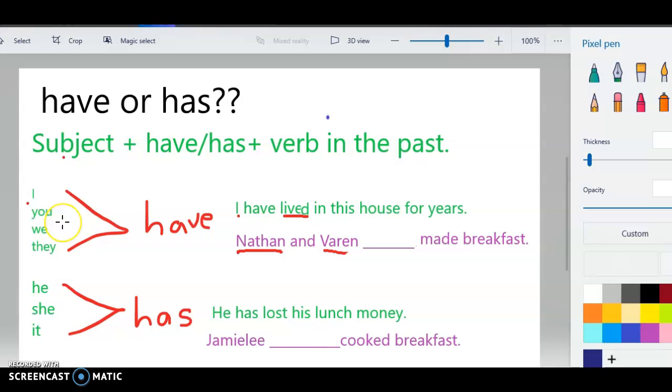Now, I could also use you have lived in this house for years, or we have lived in this house for years, or they have lived in this house for years. So I can use any of these pronouns.